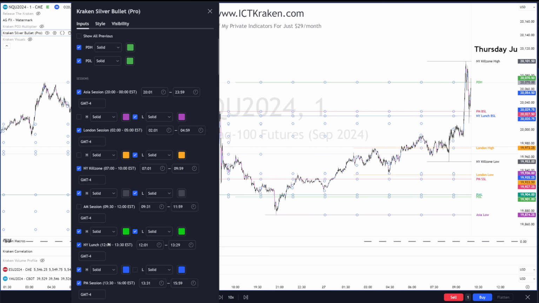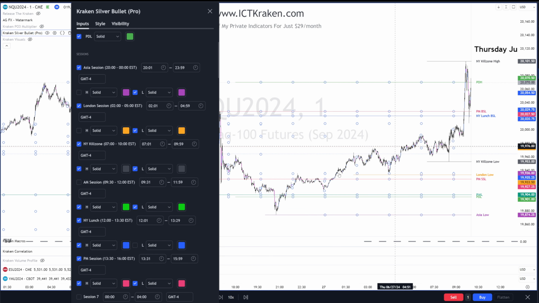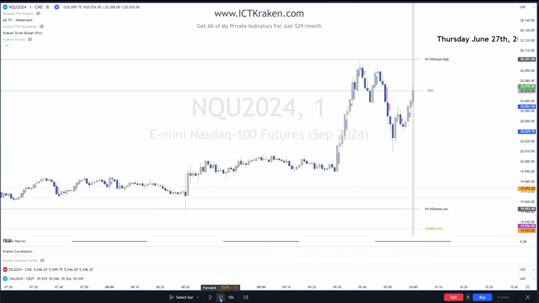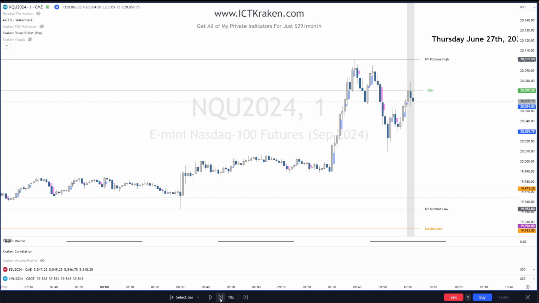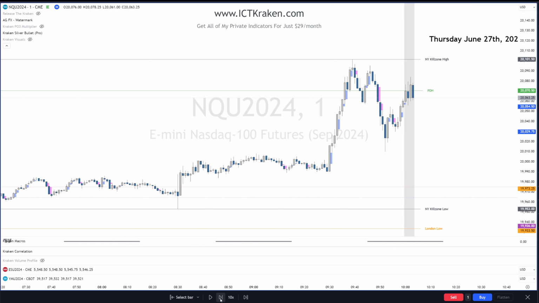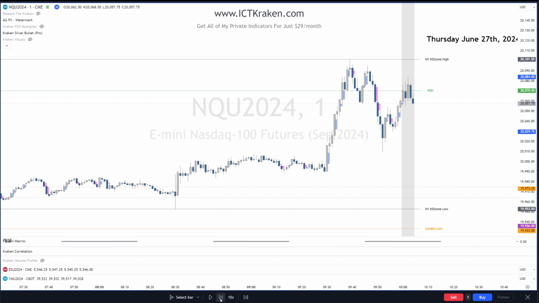We're in the kill zone. New York lunch, buy side's taken, so let's remove that. PM, buy side and sell side both have been taken, so let's remove those. Alright, so let's do that. Obviously, I'd like to see if we're going to take out the New York kill zone high first and then target the kill zone low. See what happens.